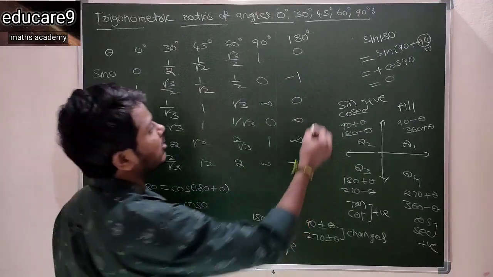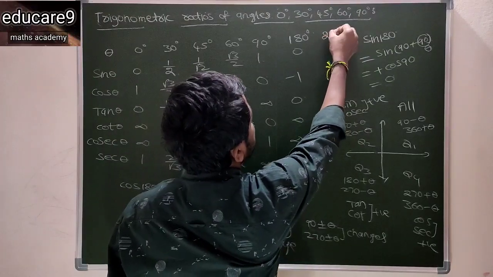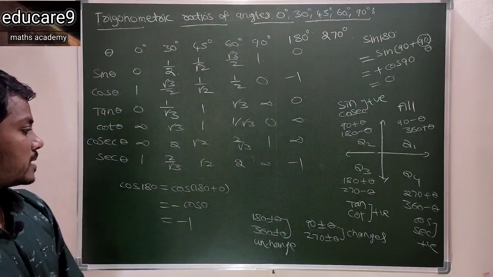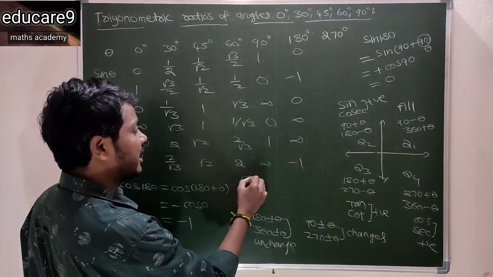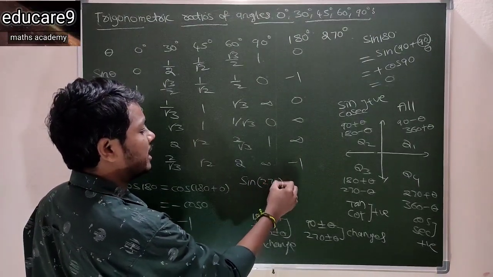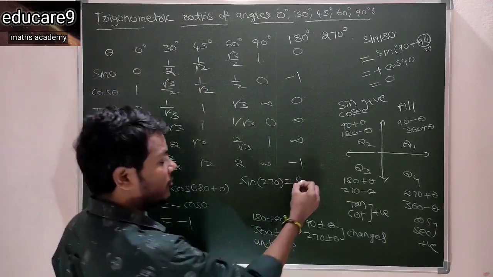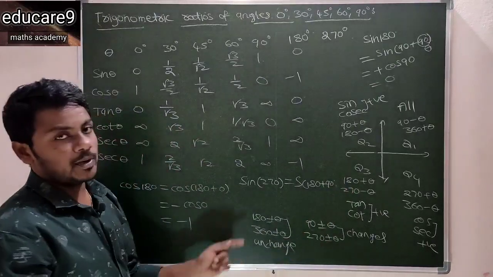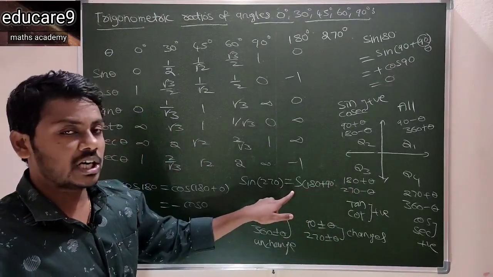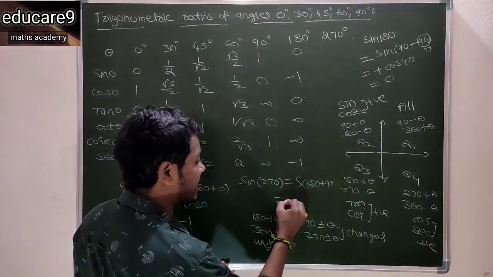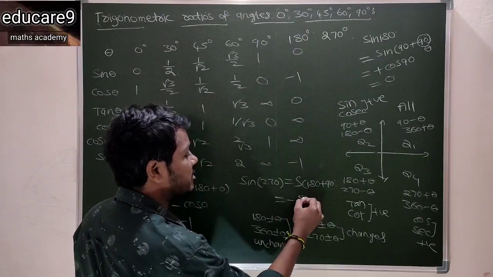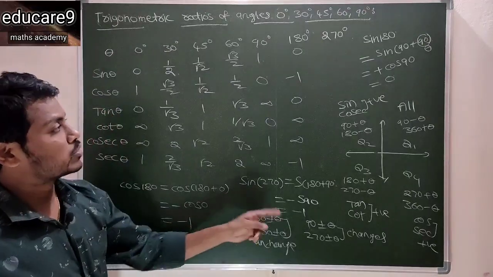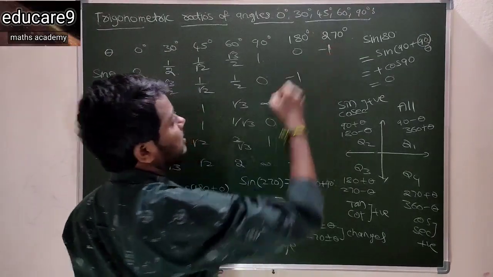Next, similarly you can find 270 degrees. How to find it? See here, sine of 270, how to write? Sine of 180 plus 90. So 180 plus theta lies in the third quadrant. In the third quadrant sine gets a negative sign and sine is unchanged, so sine 90. Sine 90 value is 1. So we get sine 270 value is minus 1.